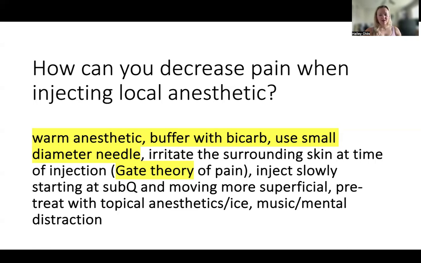And then there's the gate theory of pain. So you can distract the nerves in the area by either tapping, or some people use vibration devices to make it less painful. If you inject slowly and start at the sub-Q and then move more superficial, that can help. And then, if you talk to them or play music, that can distract them too. And then you can also do a topical numbing before, or ice. But remember what we just said about the EMLA, it could skew your biopsy results.